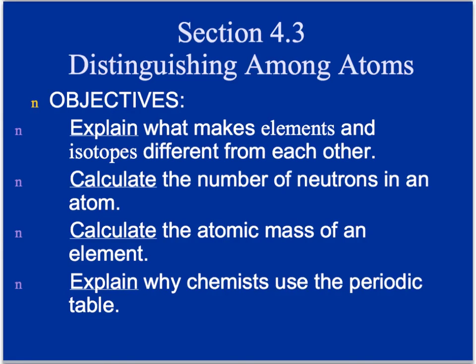So as I always like to do, let's go ahead and look at the objectives for today. We're going to talk about what makes elements and isotopes different from each other. We're going to calculate the number of neutrons in an atom, calculate the atomic mass of an element, and explain why chemists use the periodic table.